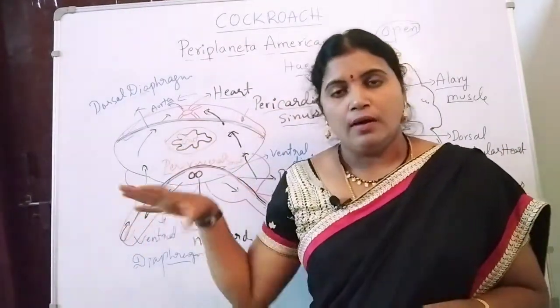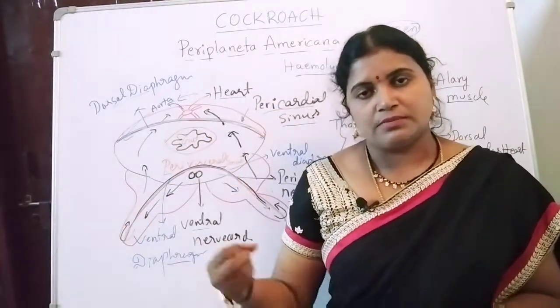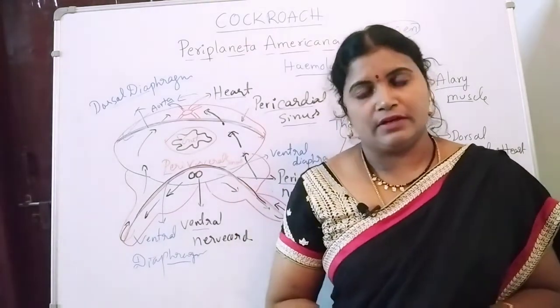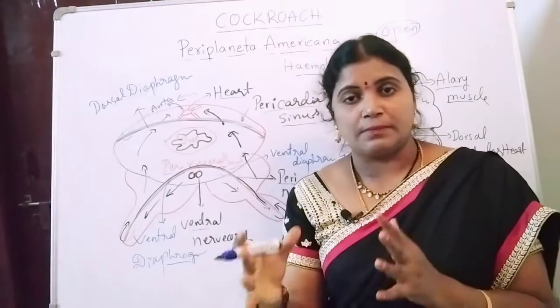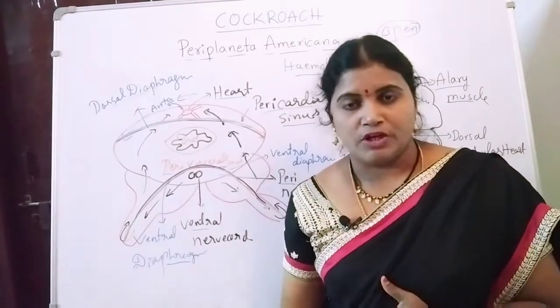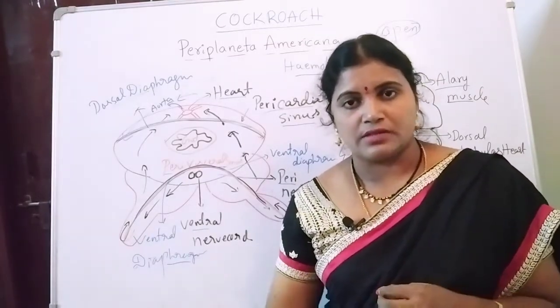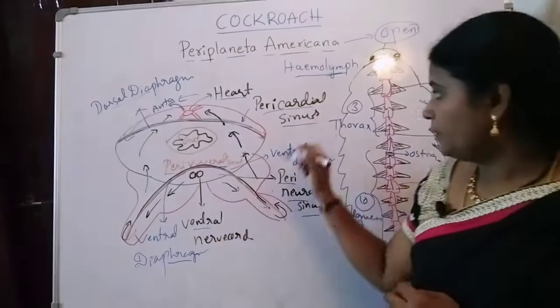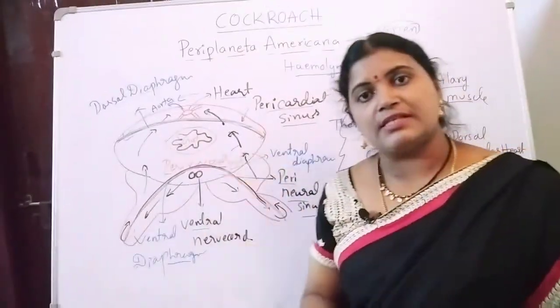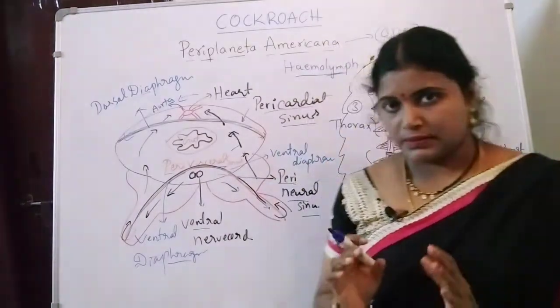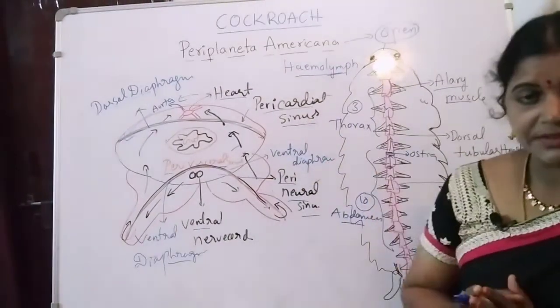There are no completely developed blood vessels. The blood vessels are very poorly developed, and here the blood is supplied directly into the spaces of the body parts, those are the pericardial sinuses, perineural sinuses and perivisceral sinuses. Okay, so this is about the circulatory system.